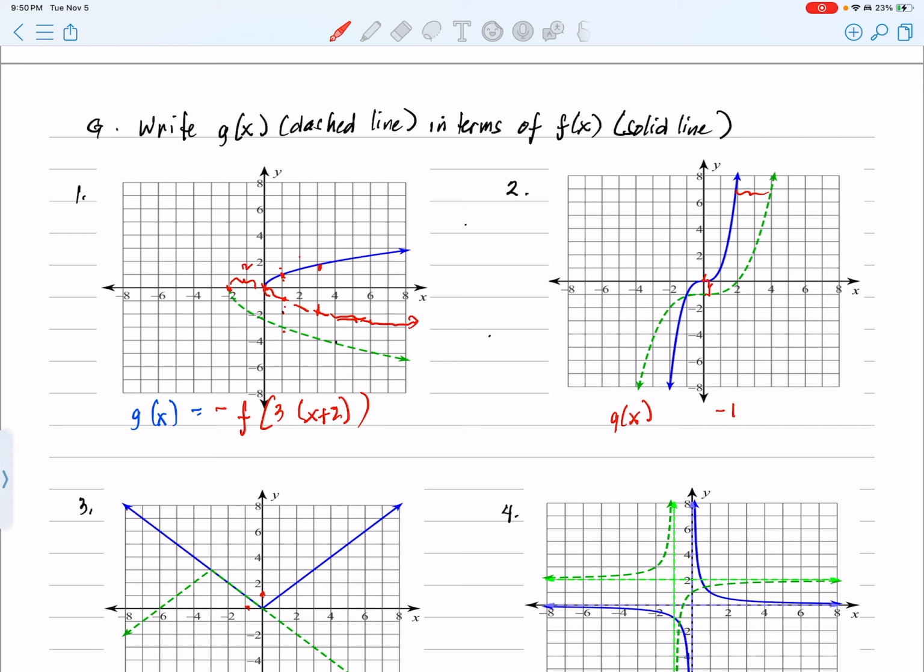So what happened to the function? It has been, what? Vertically stretched by 2, 1, 2, from here to here. Okay, so that means if it's 1, 2, the scale factor there is 1/2 of x.